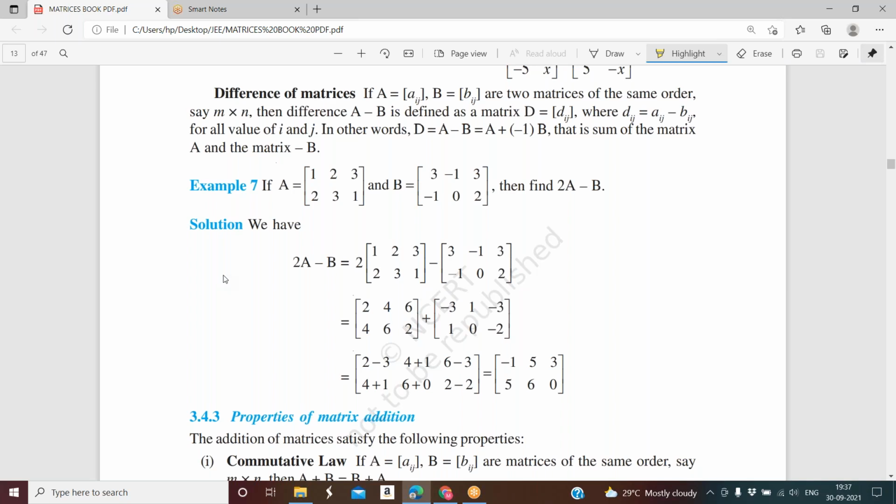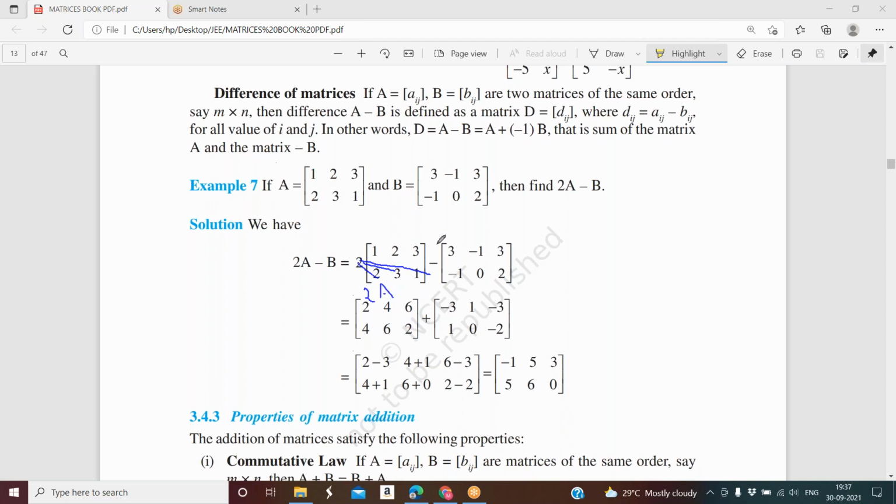Okay. We have to find 2A minus B. So how will you find 2A minus B? 2 into A, then minus B. So what is the scalar here? 2. So I need to multiply each entry of A by 2. It gives 2 into 1 is 2, 2 into 2 is 4, 2 into 3 is 6, and 2 into 2 is 4, 2 into 3 is 6, and 2 into 1 is 2. So this is your 2A.